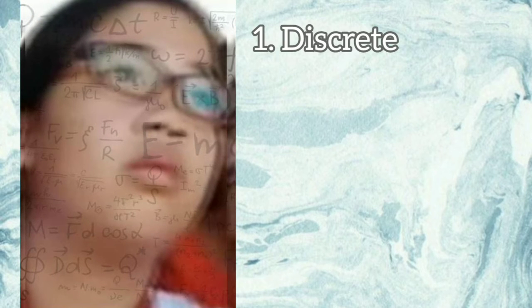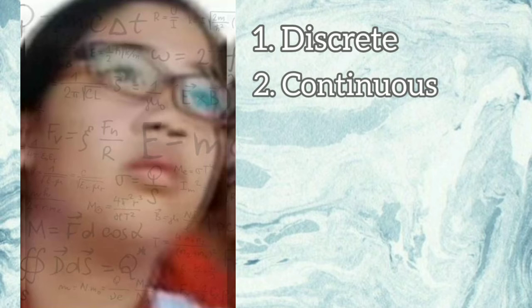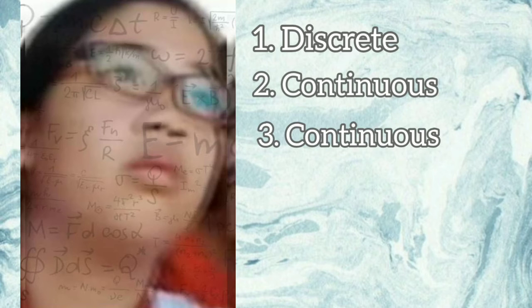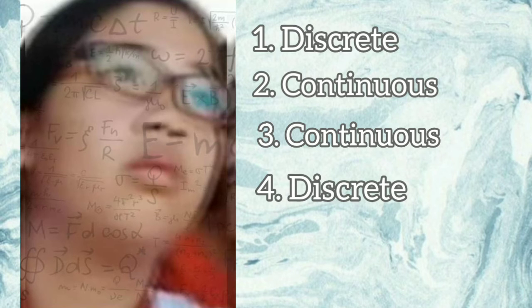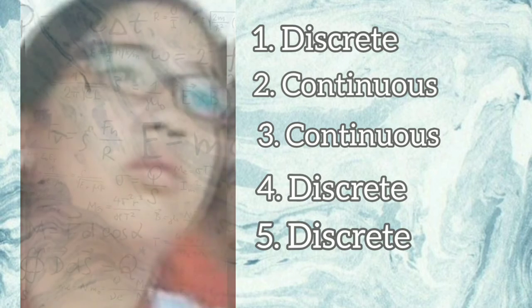So, for our quiz a while ago, I will now reveal the answers. The answer to number 1 is discrete. The answer to number 2 is continuous. The answer to number 3 is also continuous. The answer to number 4 is discrete. The answer to number 5 is discrete.